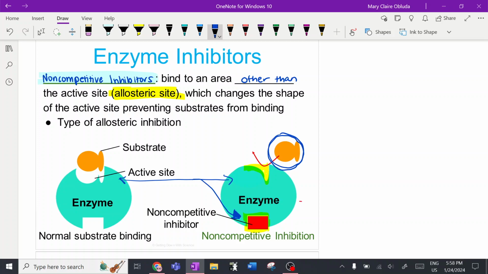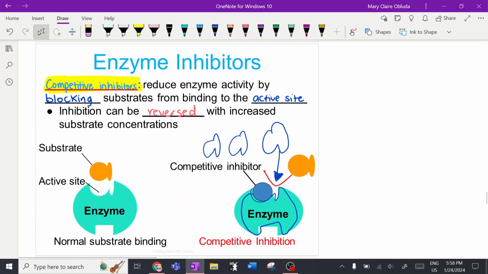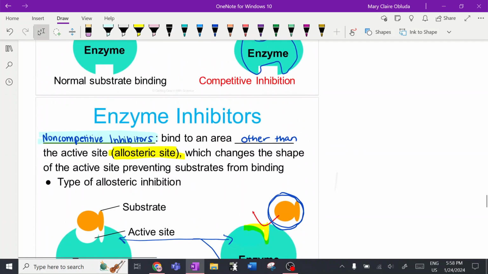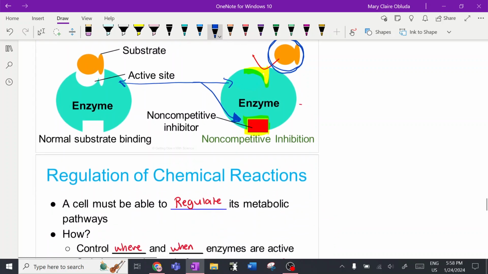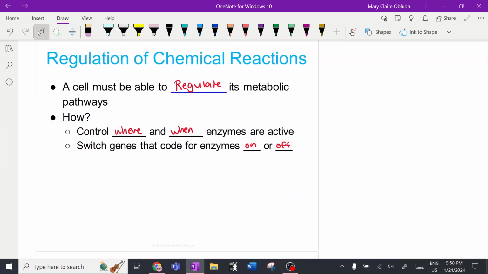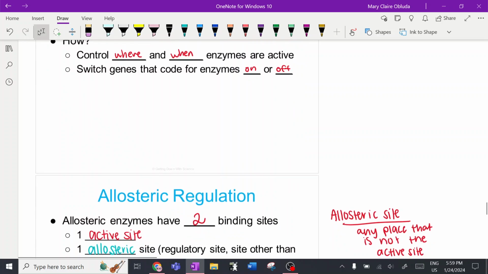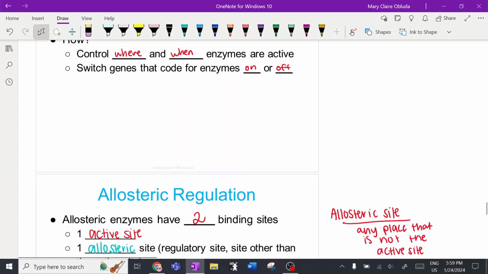So this is called a non-competitive inhibitor, because the competitive one bonded right to where the substrate wanted to go, the active site. This bonds to an allosteric site, which just changes the active site for the substrate. So a cell must be able to regulate its metabolic pathways, and this is how it uses non-permanent inhibition. So it controls when and where enzymes are active, and can switch genes that code for enzymes on and off.